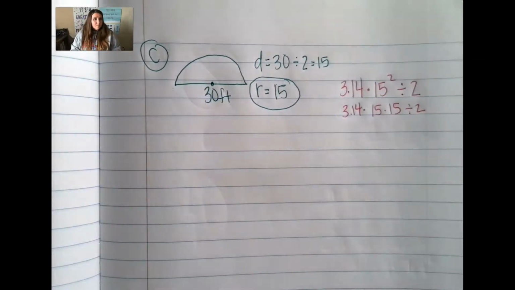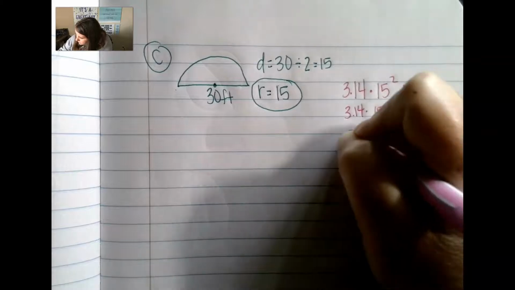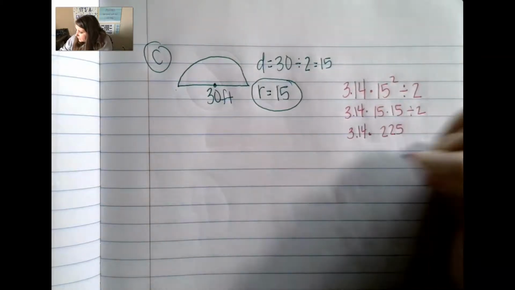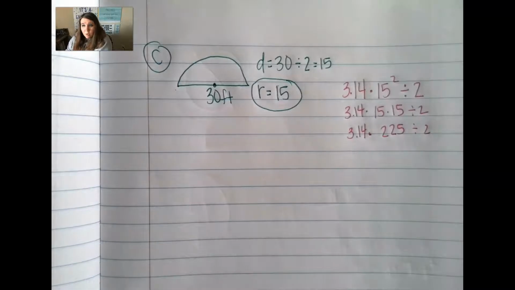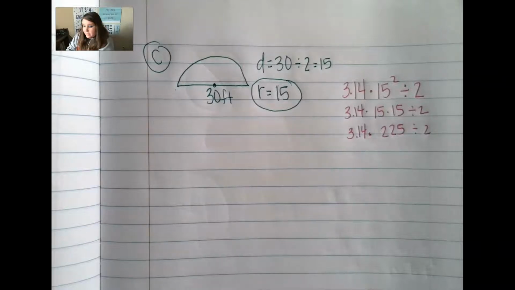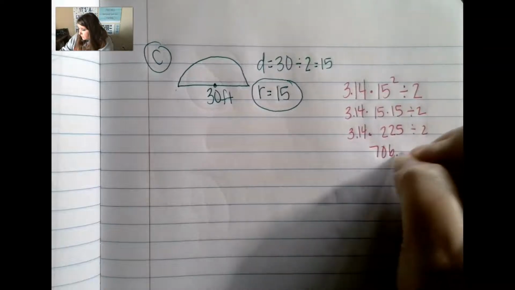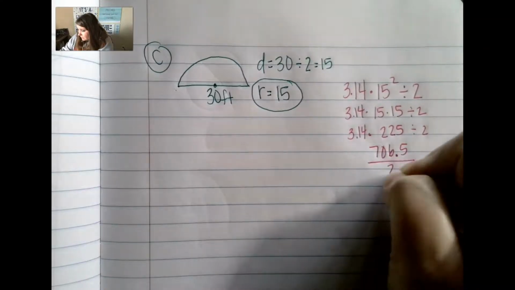And 15 times 15 is going to give me 225 times 3.14. And then, again, still going to divide the whole thing in half when we're finished. And so when we get this, we get 225 times 3.14 for pi. And that gives us 706.5, or in a half, divided by a half.